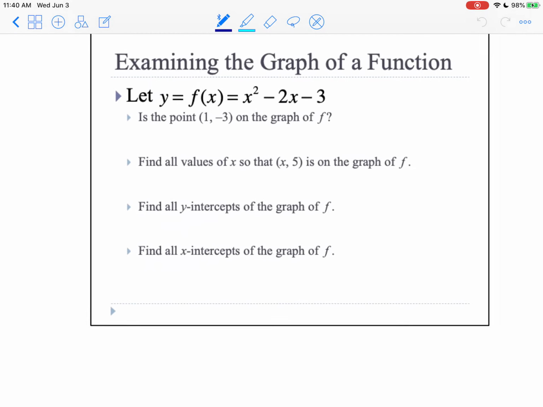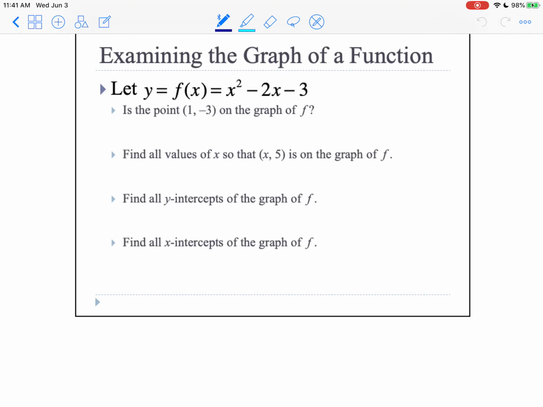So let's just put everything together here, not only from function notation, but also from what we've talked about in the previous lectures as well. So we have this function f of x is equal to x squared minus 2x minus 3. We want to know, is the point 1, negative 3 on the graph?